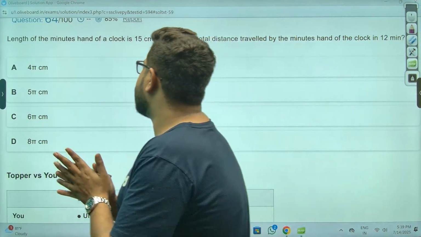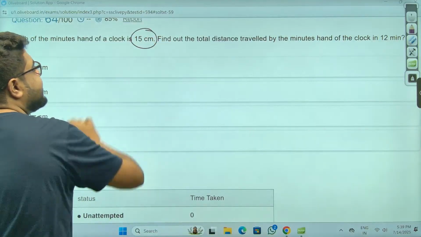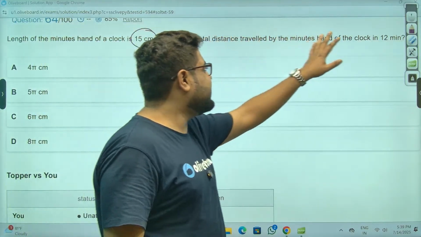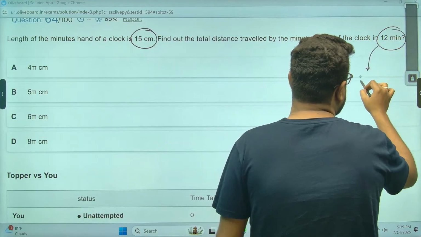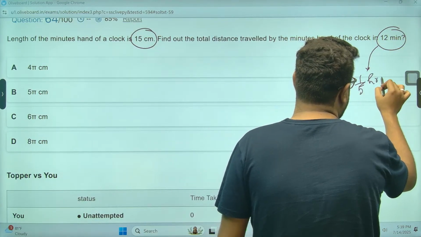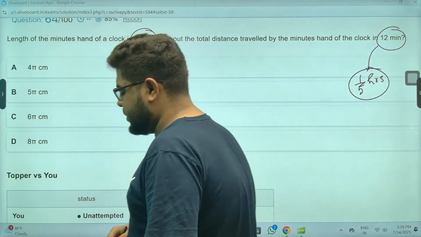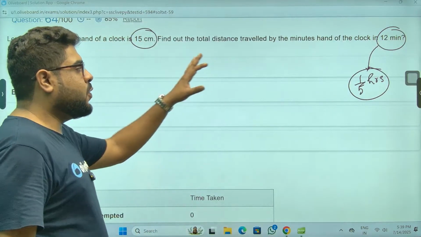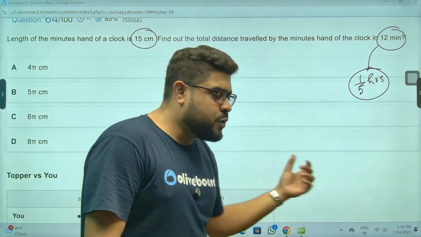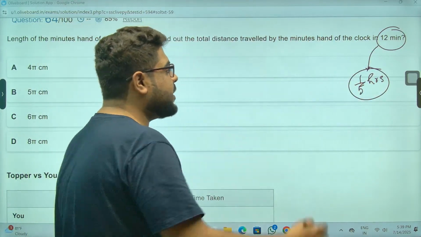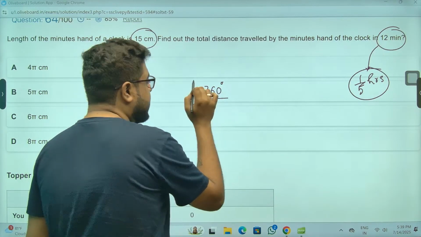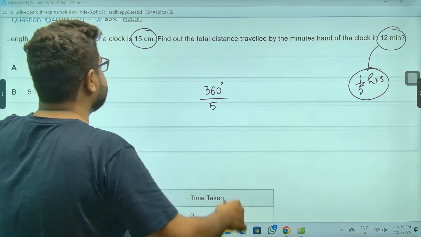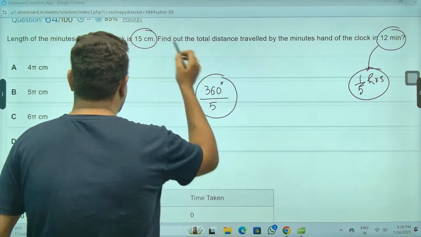Length of the minute hand of a clock is given, so the radius is given. Total distance traveled in 12 minutes means 1/5 of an hour. This is 1/5 hours. The minute hand in a whole hour moves 360 degrees, so in 1/5 of an hour, it will move 360 degrees by 5. And sir, what is the radius? How does the radius come? Please understand.